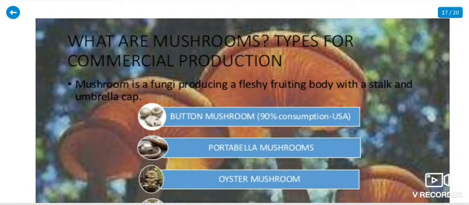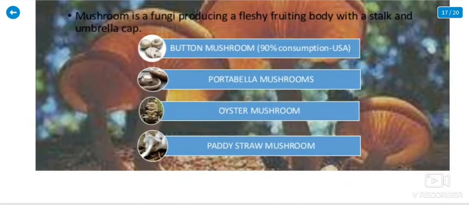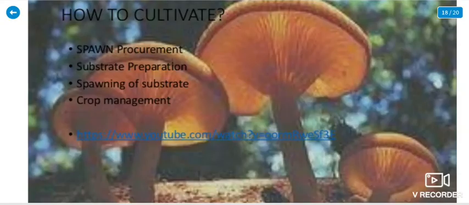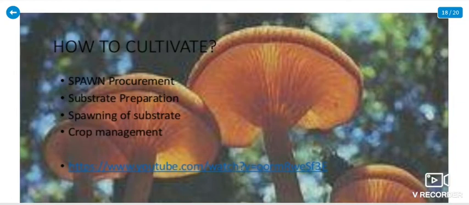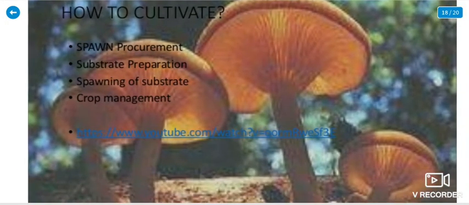What are the mushroom types for commercial production? Button mushroom is edible. Portobello mushrooms also edible. Oyster mushroom also edible. Paddy straw is also edible. How to cultivate? The spawn procurement, substrate preparation, spawning the substrate, crop management also. The link will be present in this slide. For further details, you can go and know.